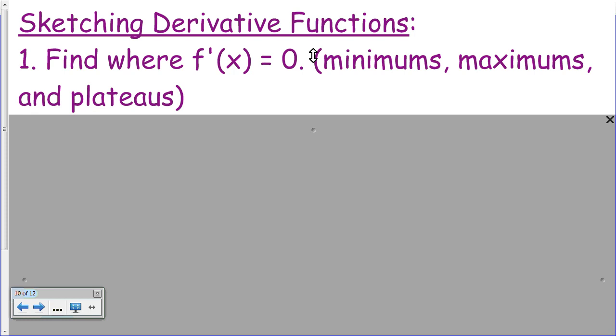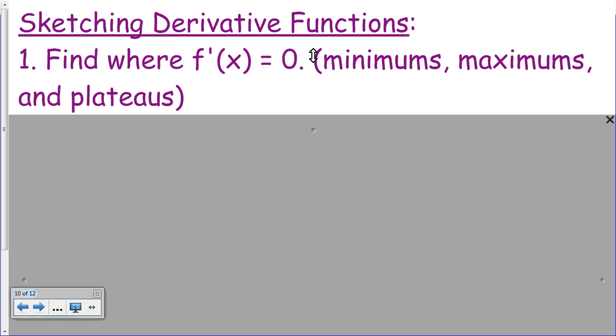On our function f of x, we have to find out where f prime of x is equal to 0. That is, we need to find where the slope is 0. Those points will occur at the minimums. When you hit a minimum point, of course, your slope there becomes 0. When you hit a maximum point, your slope becomes 0. And also what we call plateaus.